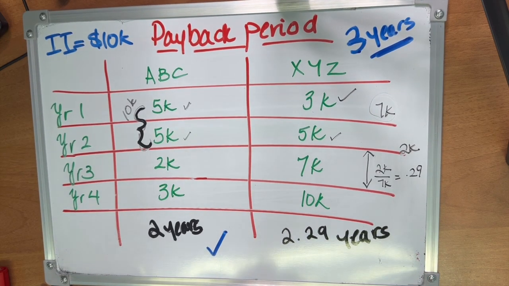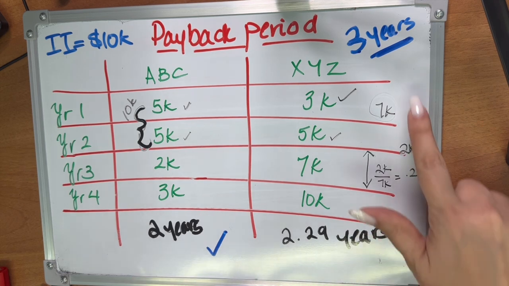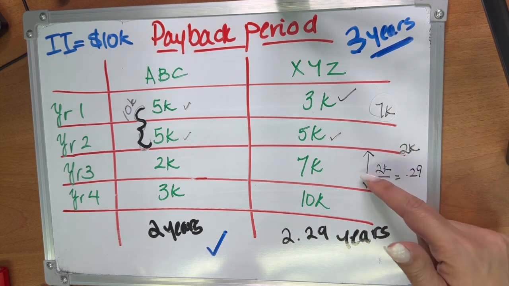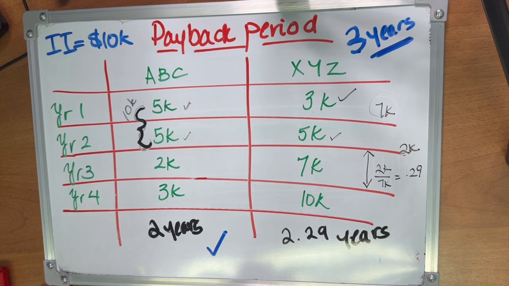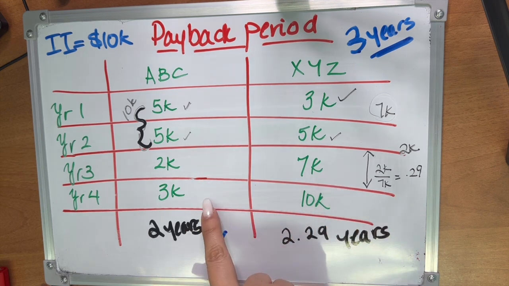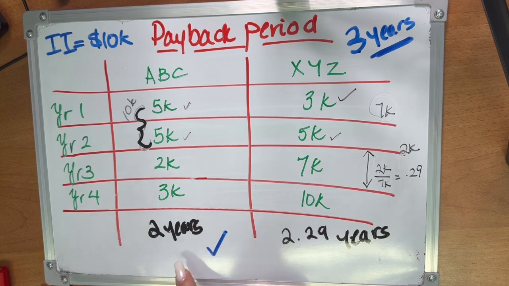Now, the benefit of the payback period is that it's simple, easy, and fast to calculate. The disadvantage of the payback period is that it ignores the time value of money. It ignores the cash flows after the payback period, which I can see in this case, I get more from this project than I will get from this project, yet I'm accepting this, okay?